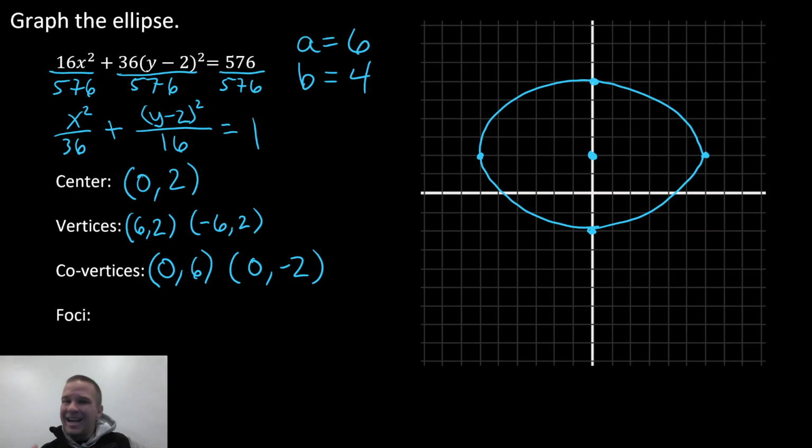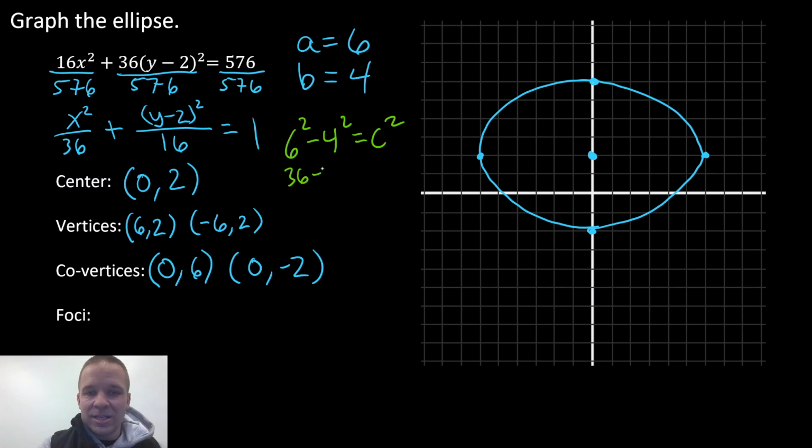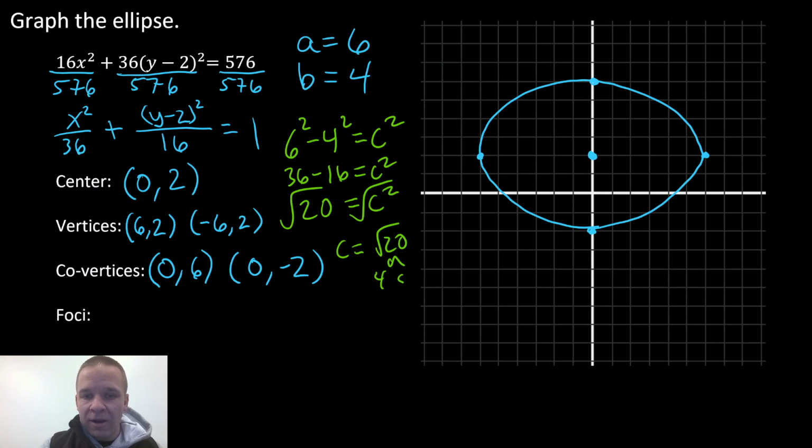All right, how about my foci? I gotta have those foci. I'm gonna lose points if I don't pop those foci on there. How am I gonna get those foci? Well, we gotta do 6 squared minus 4 squared equals c squared. So that's 36 minus 16 equals c squared. That's 20 equals c squared. So I take the square root on both sides, and now I have to break down the square root of 20. c equals the square root of 20. If I break that down, that's 4 and 5, so the square root of 4 is 2, root 5.